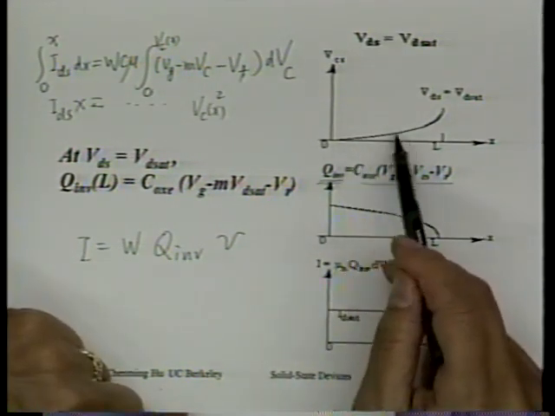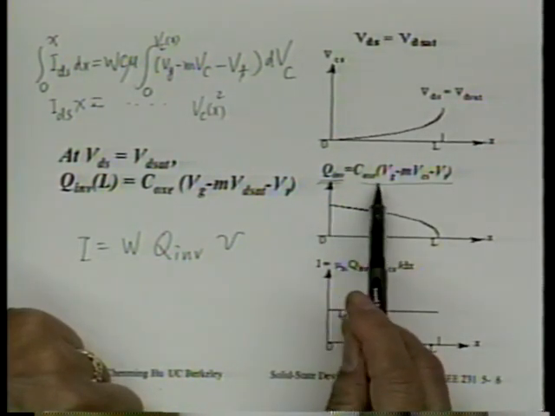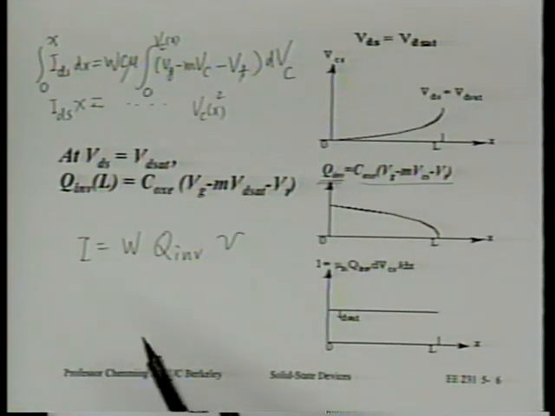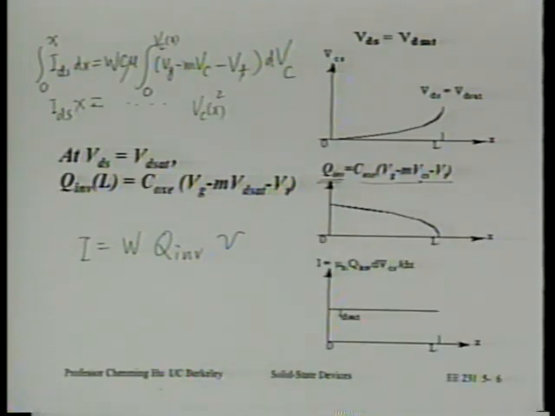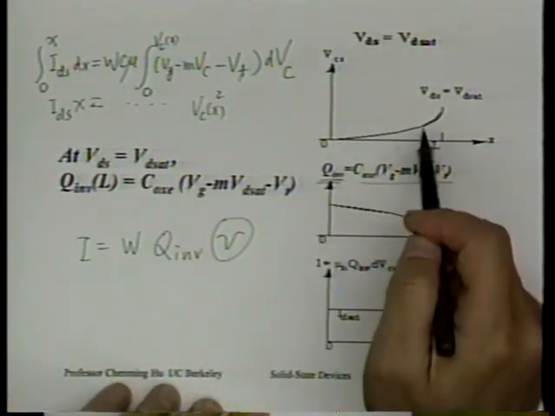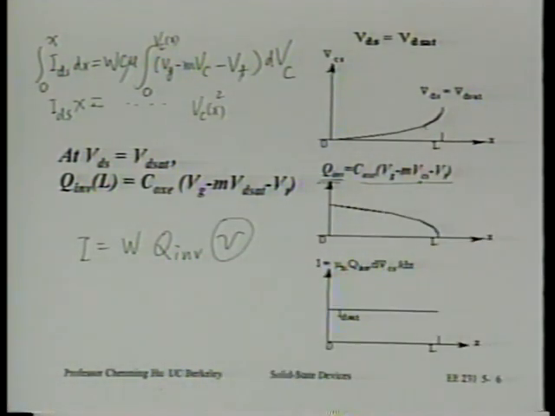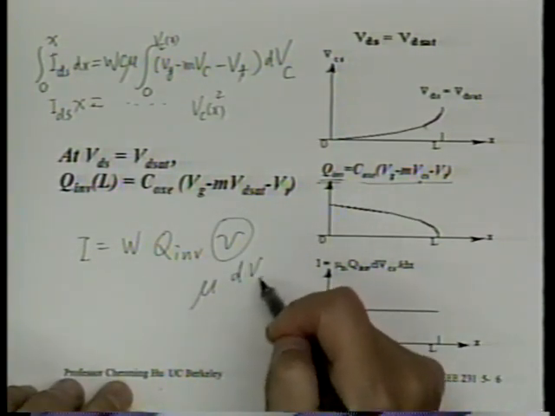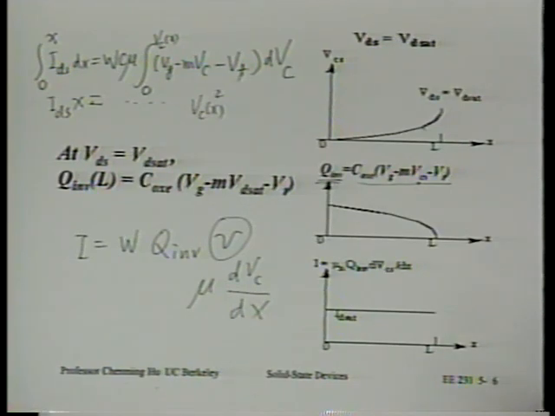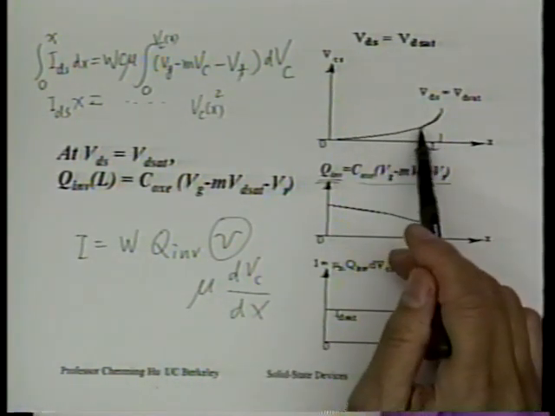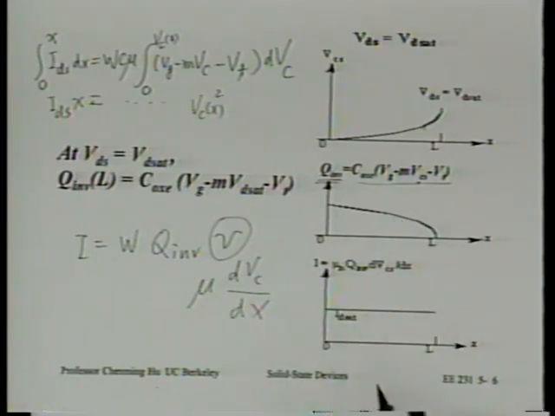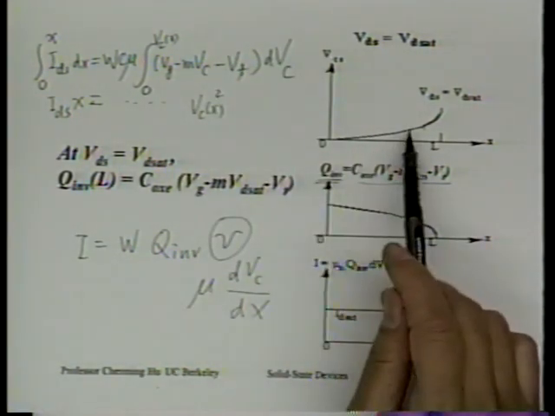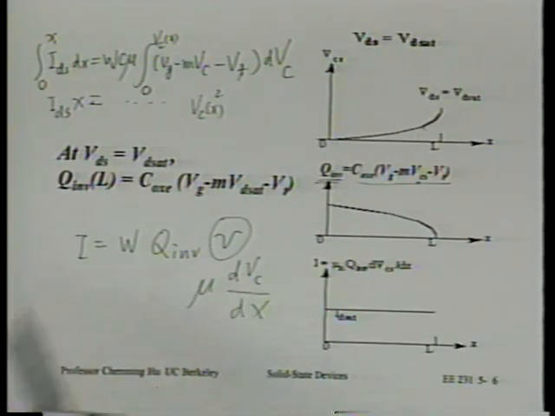So a given shape of VC versus x fixes the shape of Q versus x. Similarly, the velocity is also determined by the shape of this VC versus x curve, because it's equal to mobility times dVC/dx. And it just happens that if you multiply the slope of the VC curve with this Q inversion, you end up with a constant. All right? So that's what determines this particular potential distribution, and that can be mathematically derived if we make that integration this way.